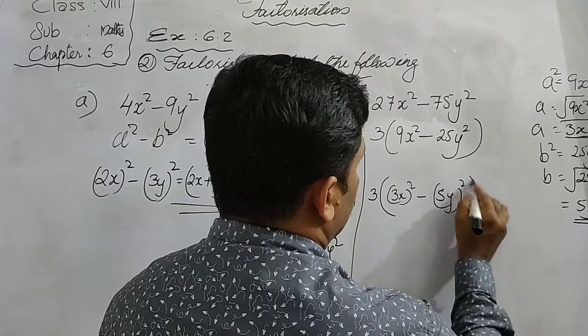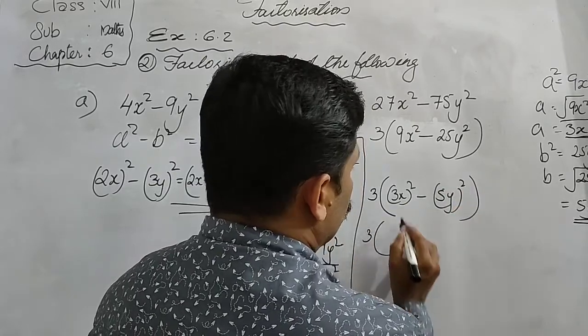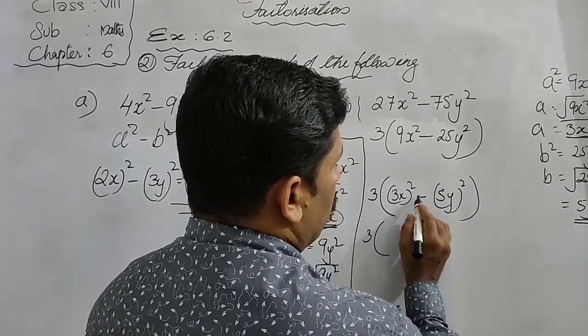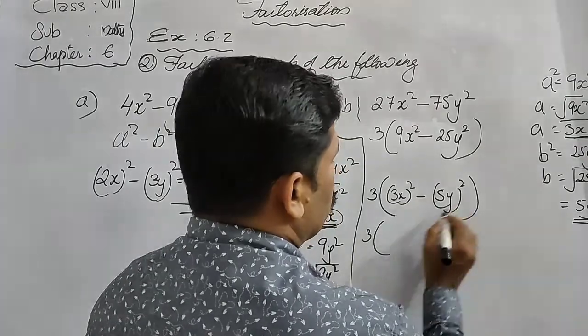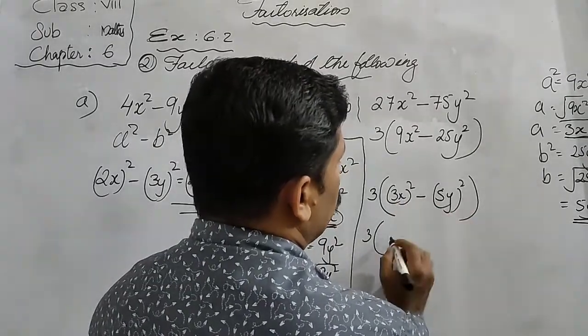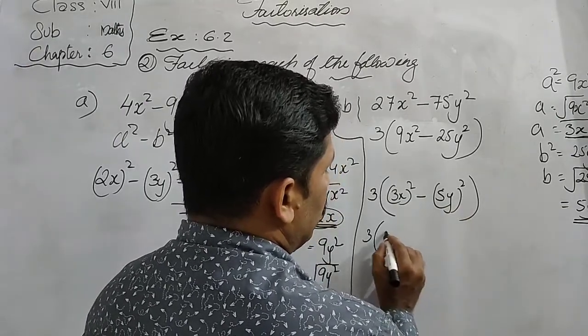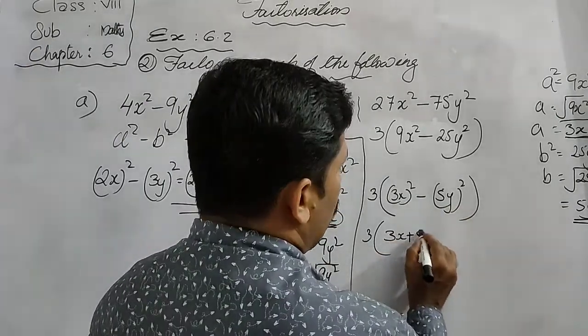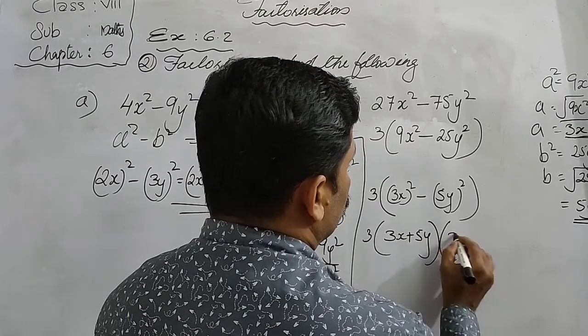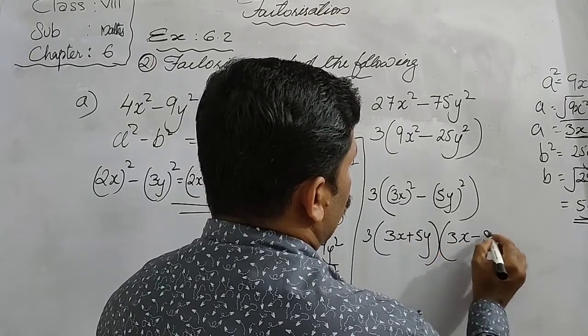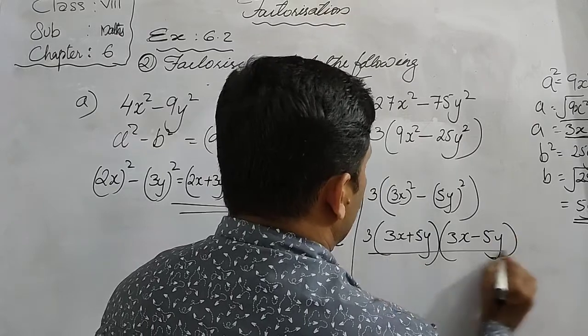And here 3 into (3x) square minus (5y) square, we can write a plus b into a minus b, because a square minus b square is equal to a plus b into a minus b. That is why 3 into (3x plus 5y) into (3x minus 5y). So now we have factorized this.